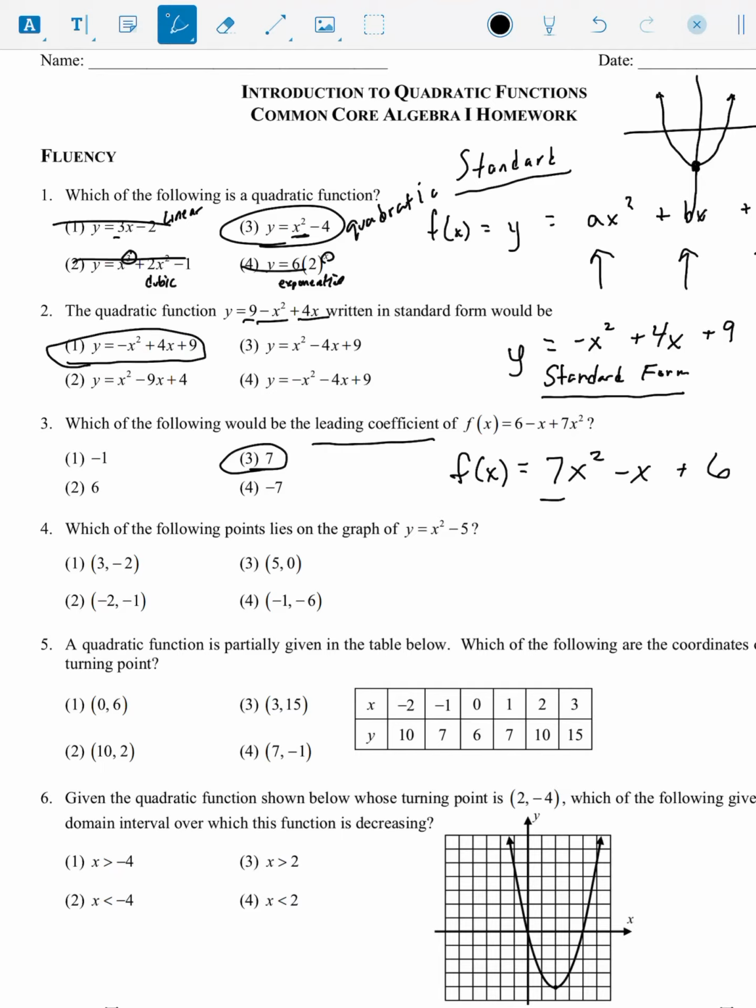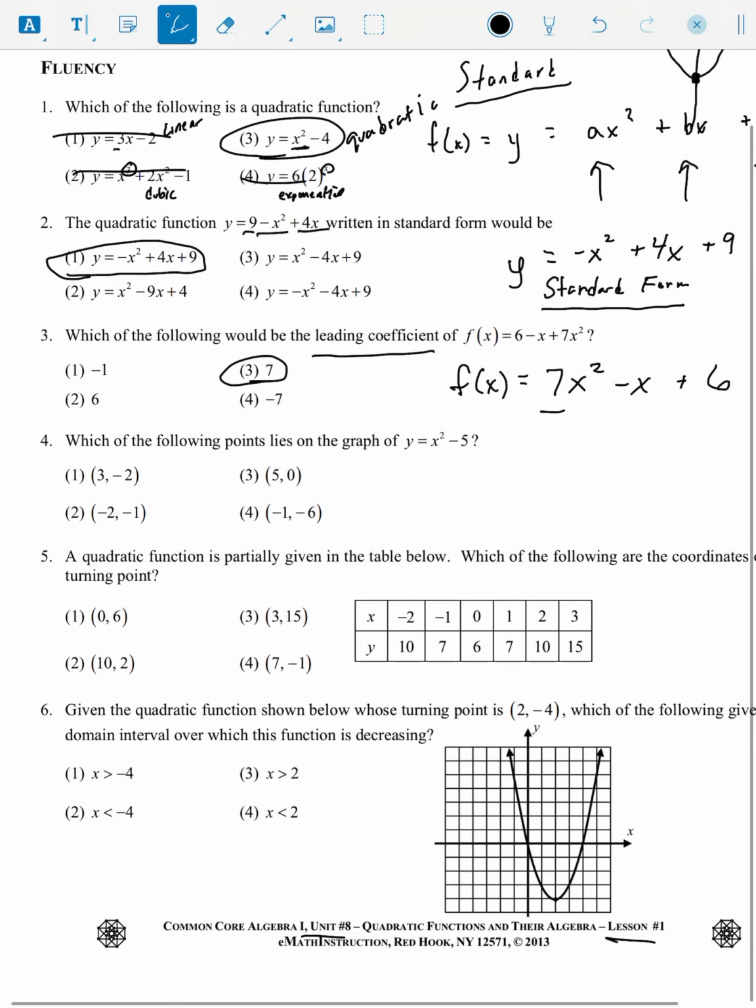And again, you must write it in standard form to identify the leading coefficient.